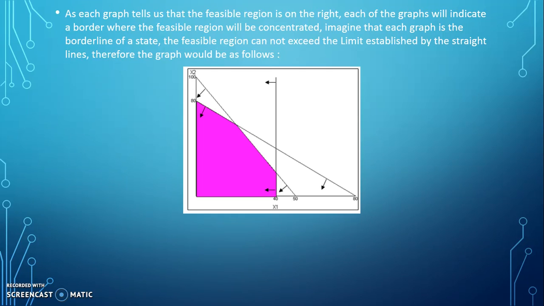Each of the graphs will indicate a border where the feasible region will be concentrated. Imagine that each graph is the borderline of a state. The feasible region cannot exceed the limit established by the straight lines. Therefore, the graph will be as follows.